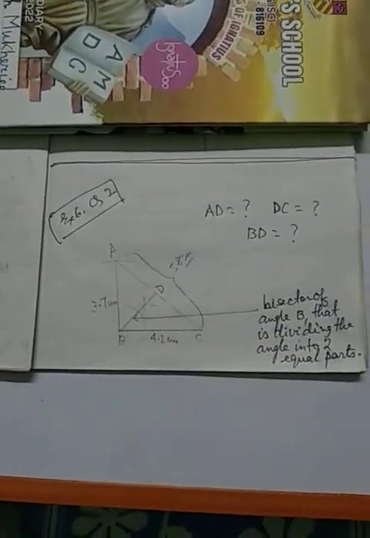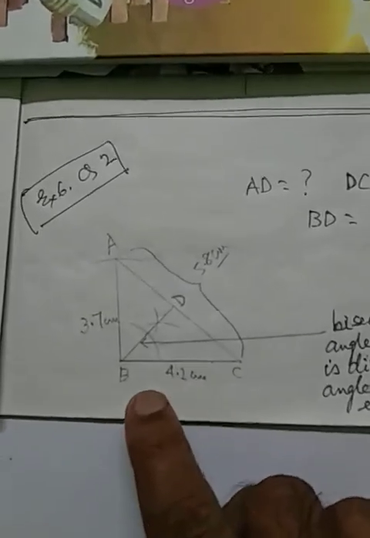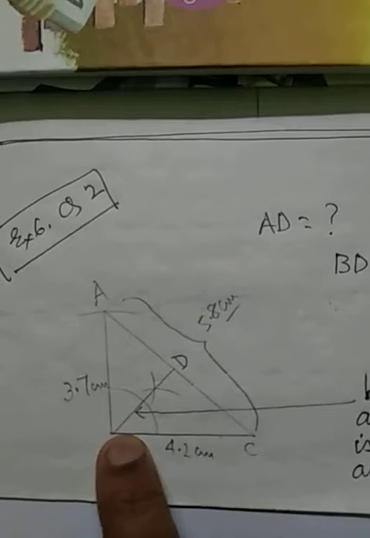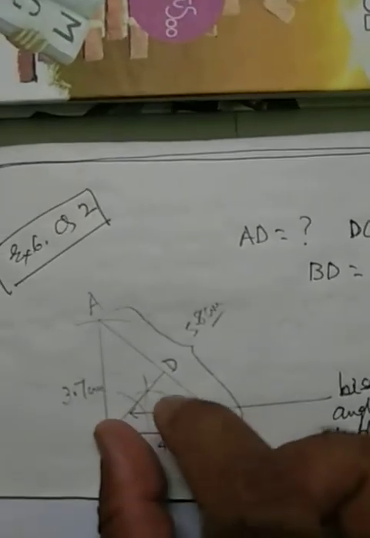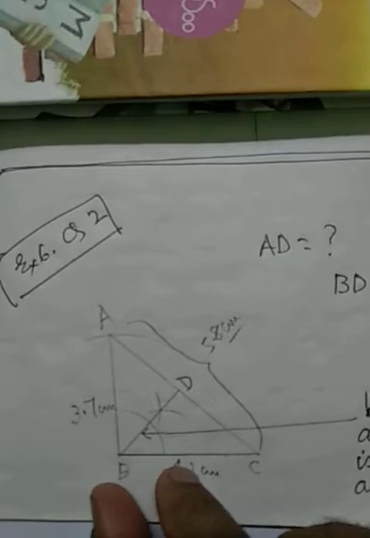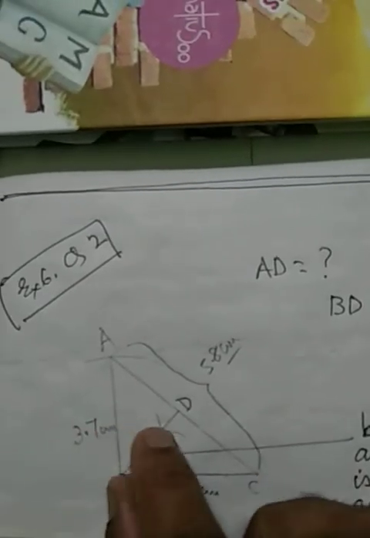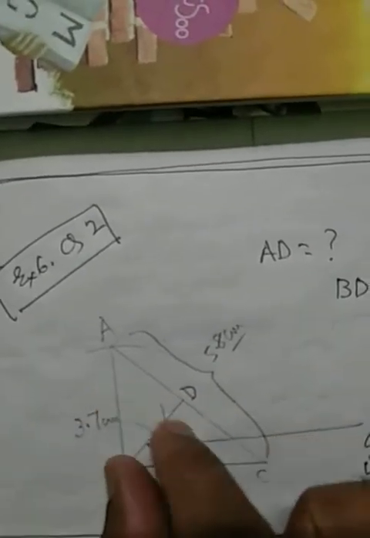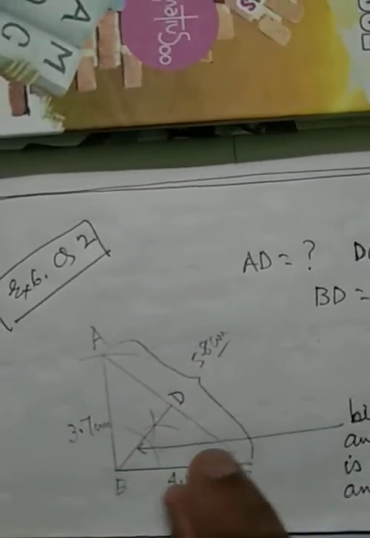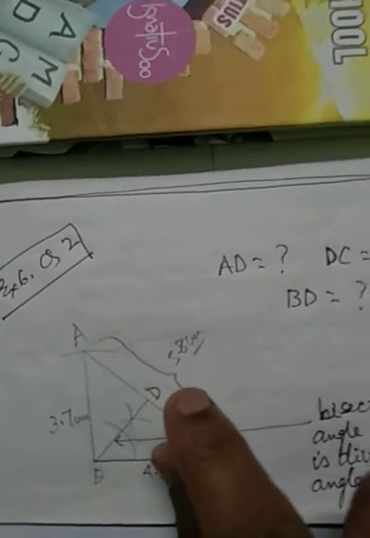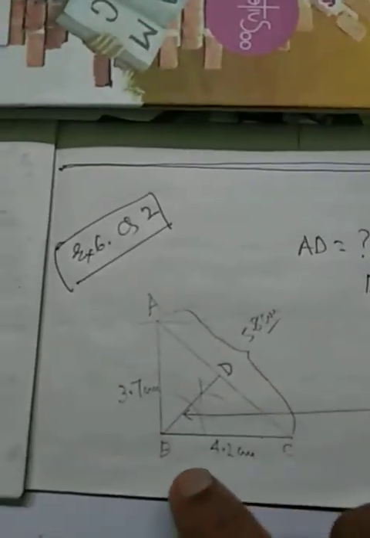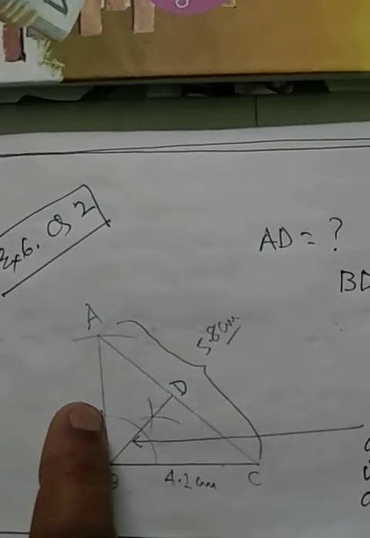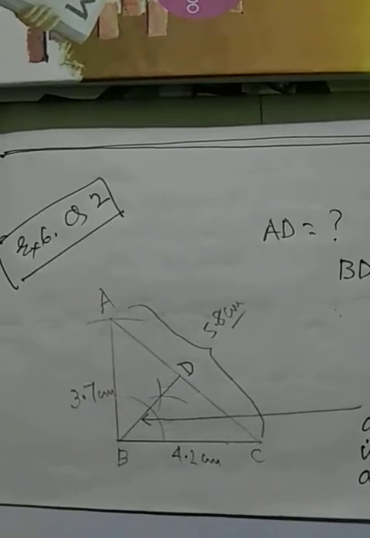Next, they are asking you to bisect angle B. So now how do you bisect an angle, students? You have to bisect angle B. So you take any arc and first you draw this line that I have taken. So from B you cover the angle, and whatever arc you have taken, you can keep that arc. And to bisect that angle, you have to cut from this point and you have to cut from the other point. That is what we do to bisect an angle.